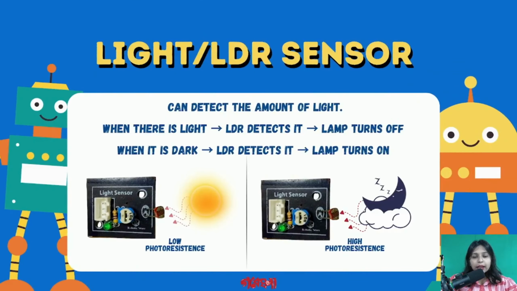So let's learn about the LDR sensor, or light dependent resistor. The star of our project is the light dependent resistor. It changes its resistance depending on how much light falls on it. When it's bright, resistance is low, and the lamp stays off. When it's dark, resistance is high and the lamp turns on. So the LDR is like a guardian that decides whether the lamp should be on or off.